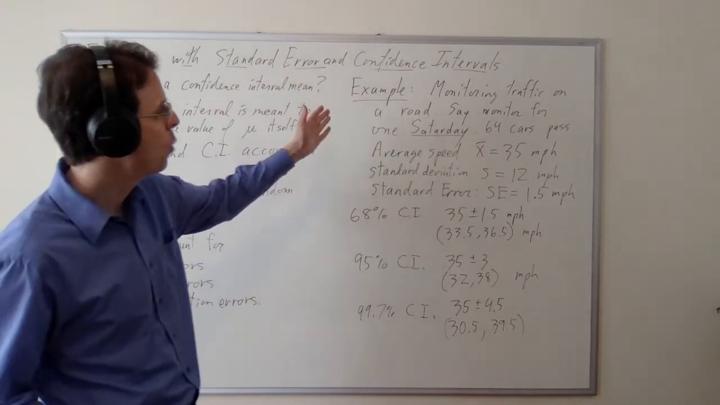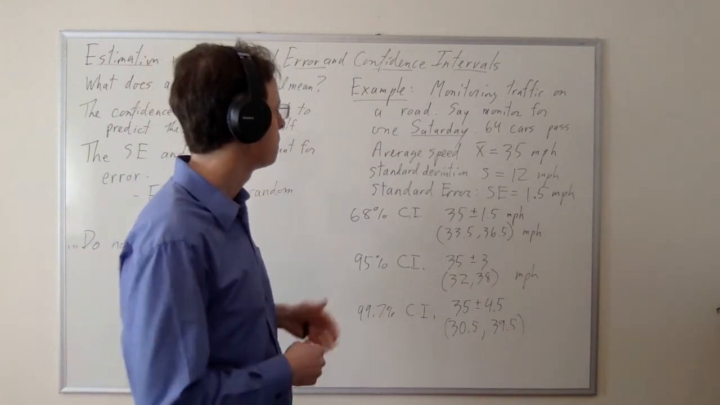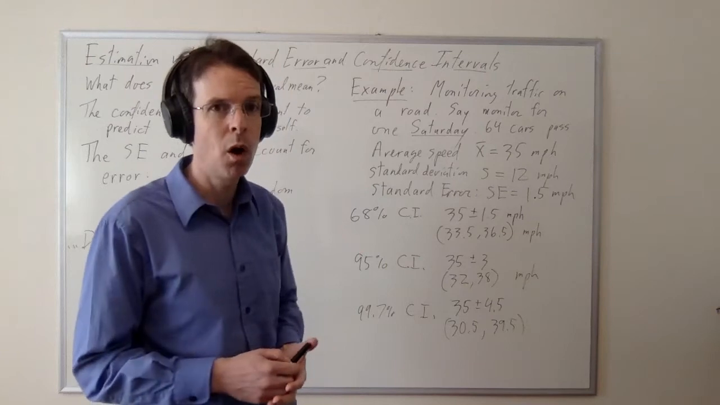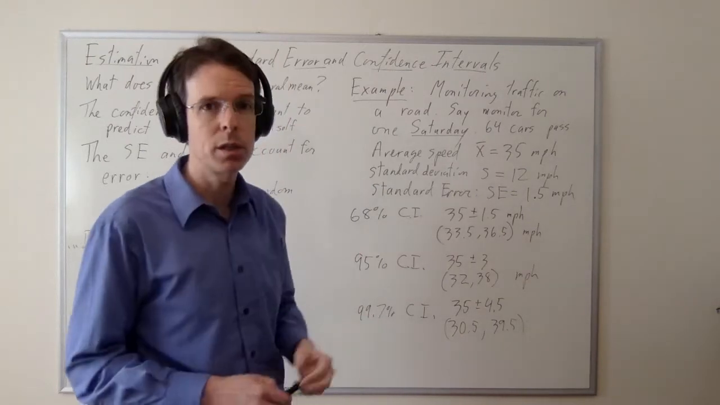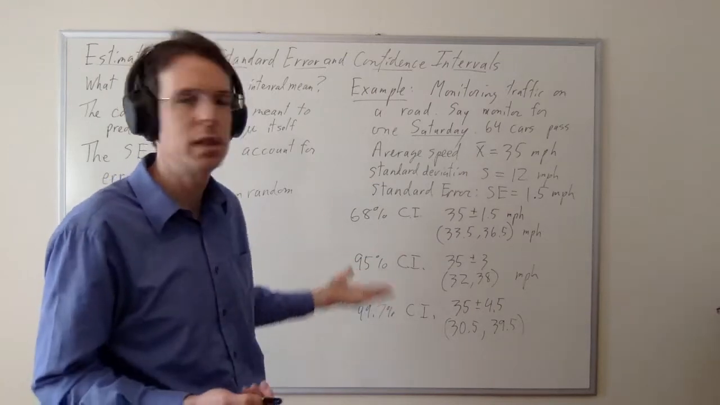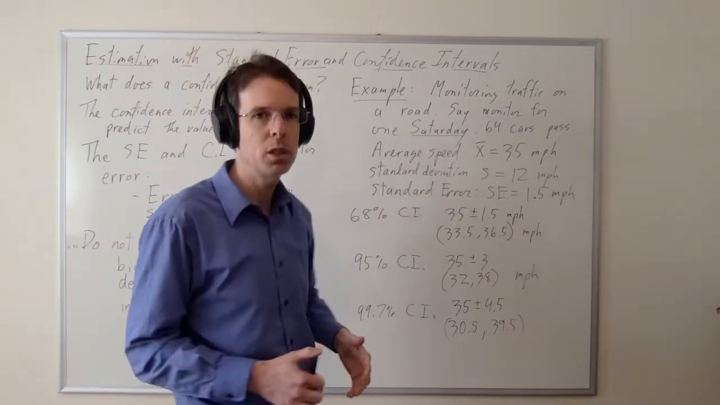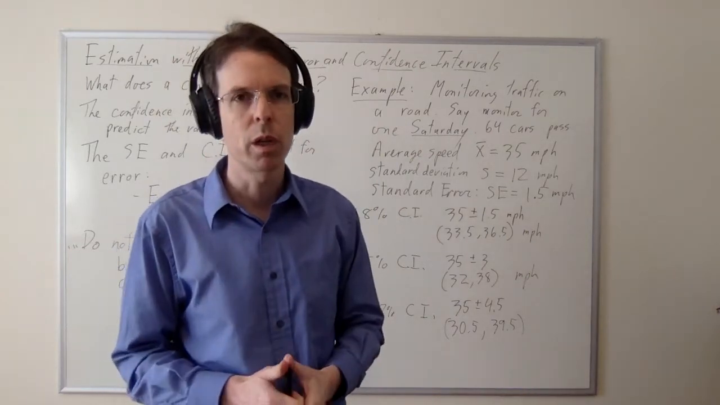Whatever device we're using to monitor those cars, if that device is measuring their speeds wrong, then there's nothing that a statistician can do to fix that, right? What could you possibly do with the data to fix the fact that the device is reading it wrong? So if you've got instrumentation errors, there's nothing a confidence interval can do.